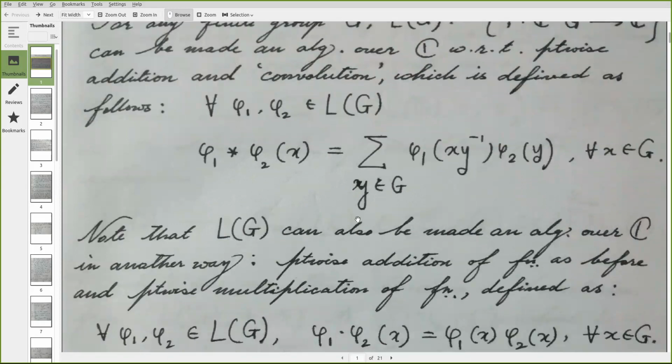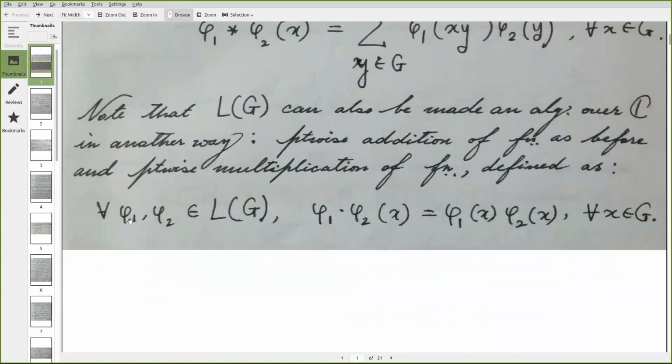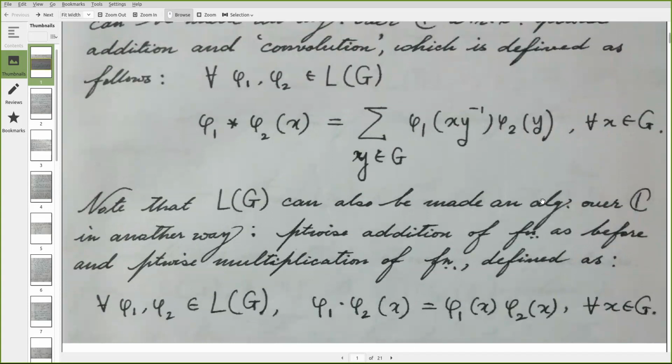So that is how the convolution is defined, and with respect to pointwise addition and this convolution, LG becomes an algebra over C. Note that this LG can also be made an algebra over C in another way. In order to make it an algebra, we have to get an addition and a multiplication, right? So for addition, we can take the pointwise addition of functions as earlier, and for the multiplication, we now consider pointwise multiplication of functions, which is defined like this: for two functions phi1 and phi2, phi1 dot phi2 at a point x of G is phi1 x times phi2 x. Since both of these are complex numbers, the product actually makes sense. So this way we also can make LG an algebra over C.